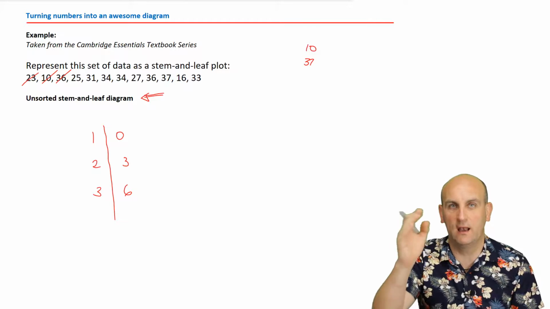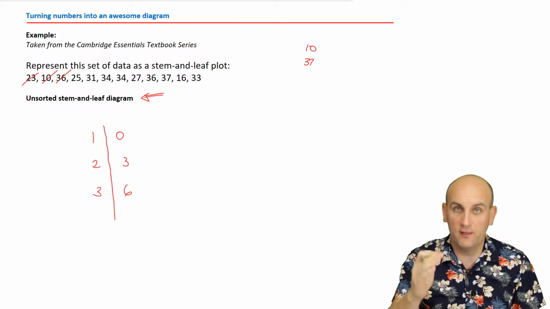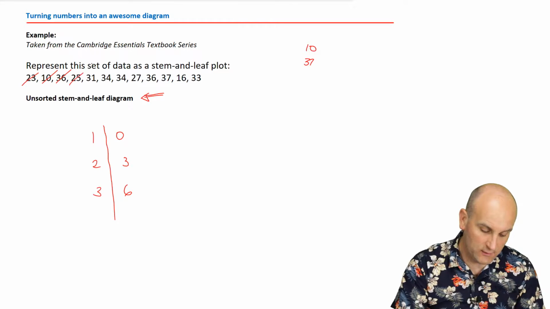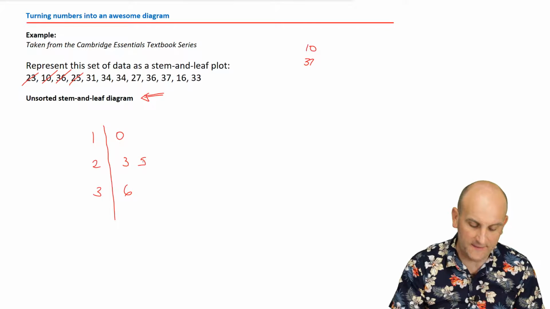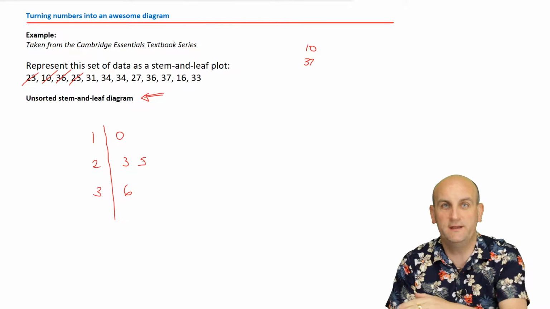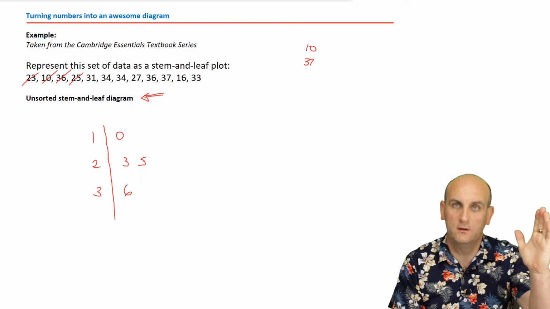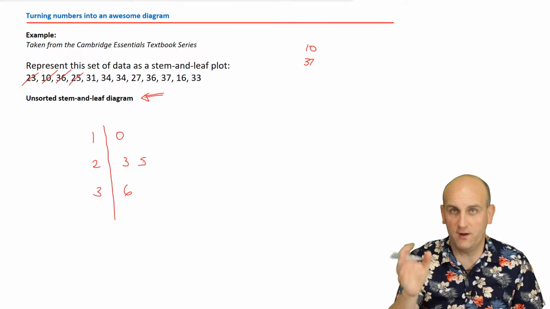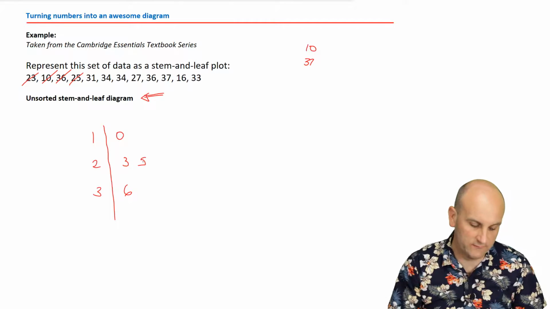All I'm doing is putting that last number after the line. So 25. Now where does 25 go? Well, I put a 5 there. Now that's not 235. There is a 2, my stem, and there is a 5, my leaf, or lots of leaves.